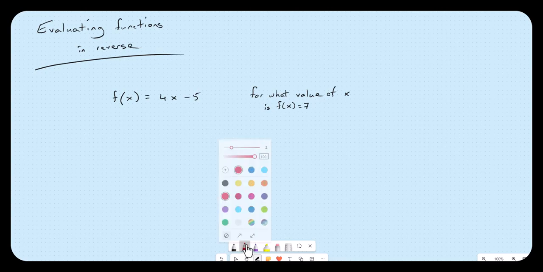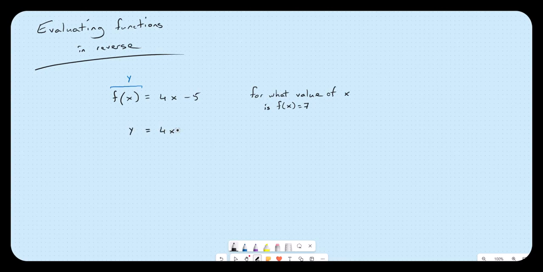An easy way to think about this is to take this whole f of x thing and replace it with some other letter. How about y? So y equals 4x minus 5. If I replace it there, I replace it everywhere. So this is y equals 7, and that's all I'm doing. I'm putting 7 in for y. So 7 equals 4x minus 5.